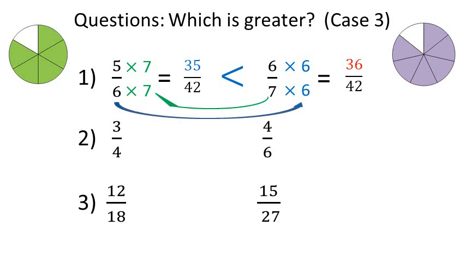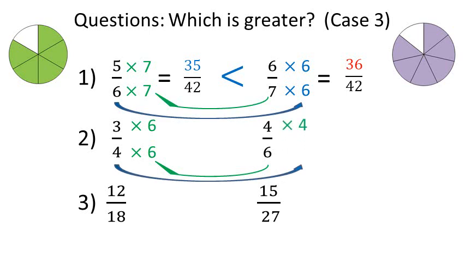Now let's move to question number 2. 3/4 and 4/6. We could multiply 4 by 6 to get the common denominator, but the common denominator becomes 24, and it will be better to have a smaller denominator. In order to get the smallest common denominator, we can use the technique of finding the least common multiple. We will explain the least common multiple in another video in detail, but let us explain it briefly.